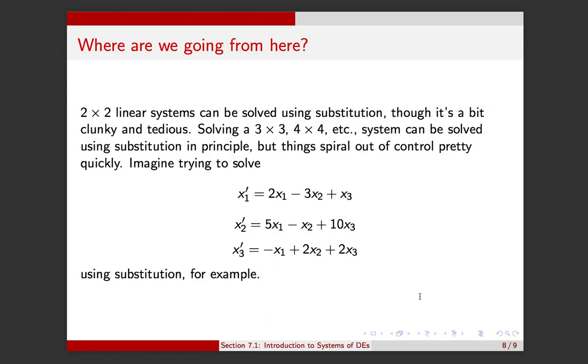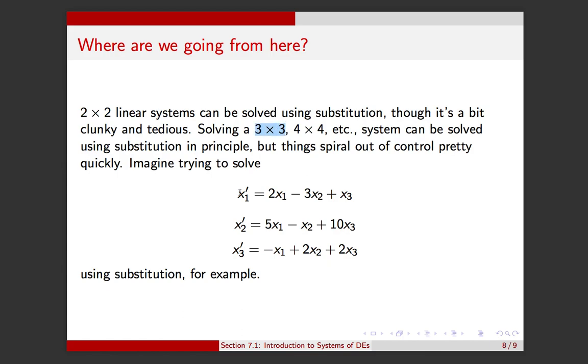Okay, so very quickly here, where are we going from here? Where are we going from section 7.1? 2x2 linear systems, like the example we just did, can be solved using substitution. It's a bit clunky, a bit tedious, whatever. It's nice in that it connects to Chapter 3, but it is a bit inelegant, perhaps. Beyond being inelegant, though, it does not generalize nicely to bigger systems.